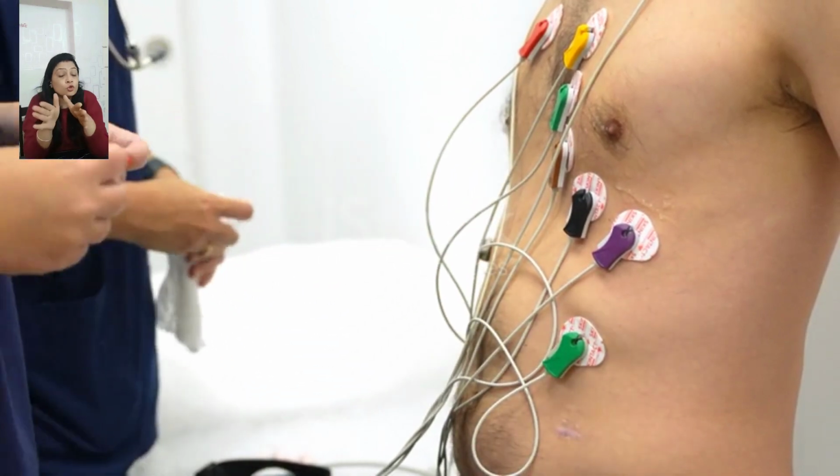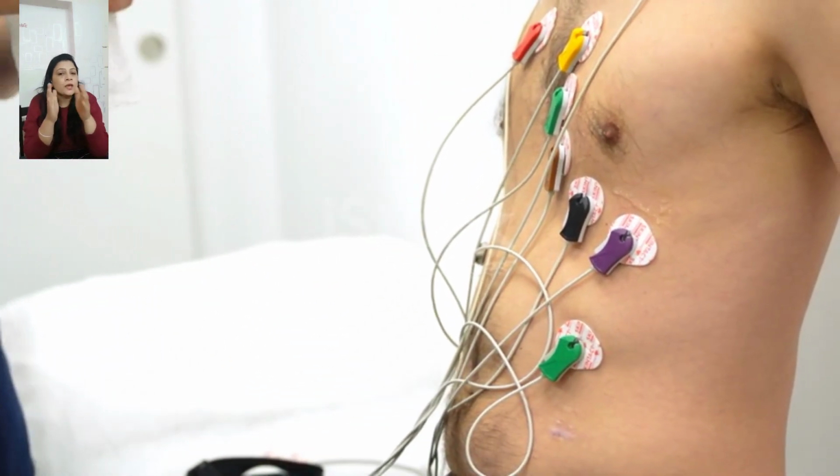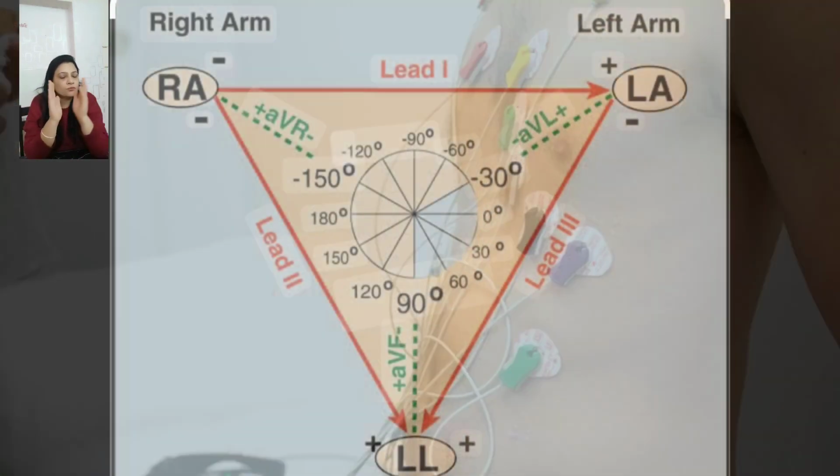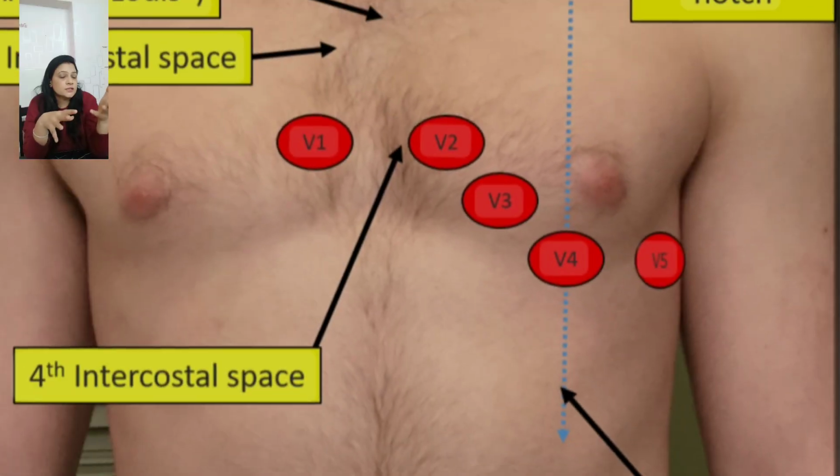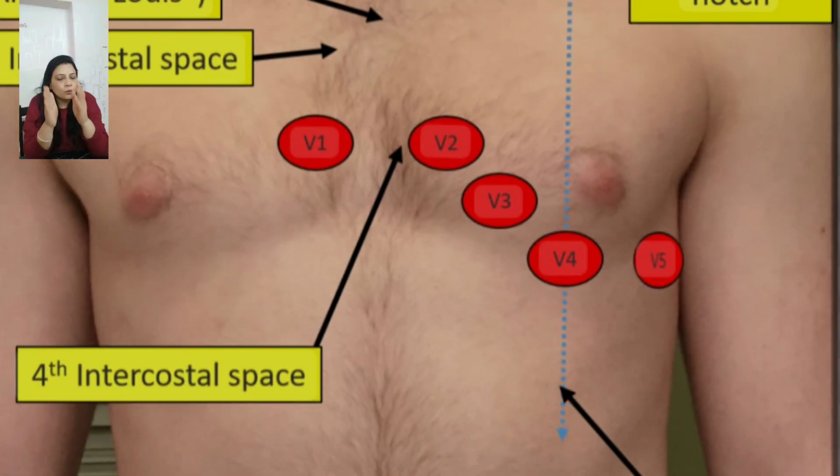Okay, now about the placement of the chest leads. We have the frontal leads and we have the chest leads. Frontal leads are 1, 2, 3, aVR, aVL, aVF. These are the frontal leads, and the chest leads are V1 to V6. V1 is on the fourth intercostal space on the right side, and V2 is on the same fourth intercostal space, but on the left side. So V1 and V2 are on the fourth intercostal space, one on the right and one on the left.